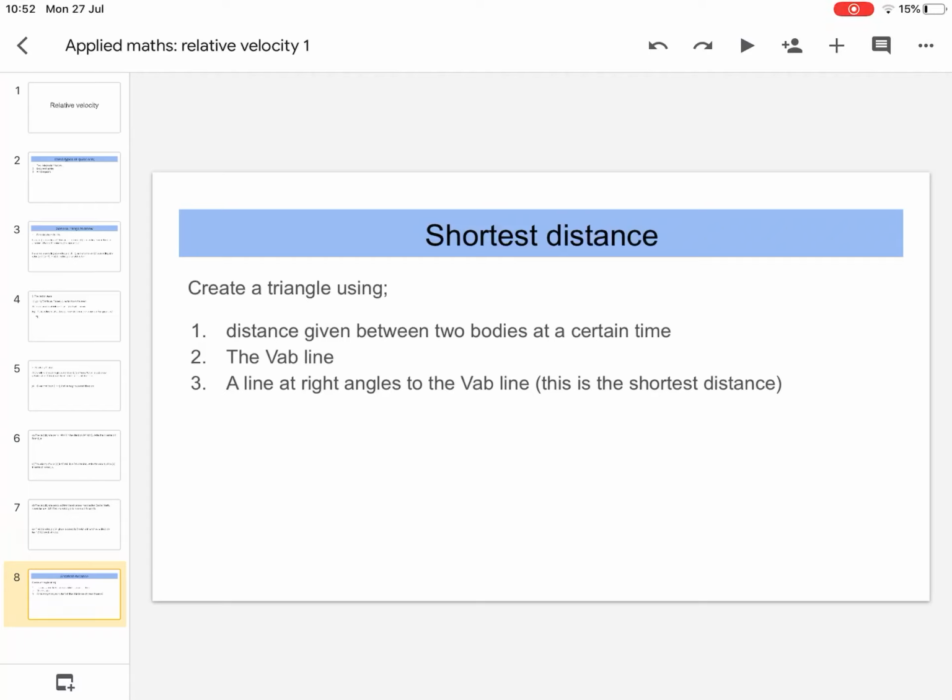So this is another type of question that comes up with relative velocity. It is with two independent bodies, but it's the shortest distance. So this is the second part of this. When we're looking to get the shortest distance, we have to do three things.